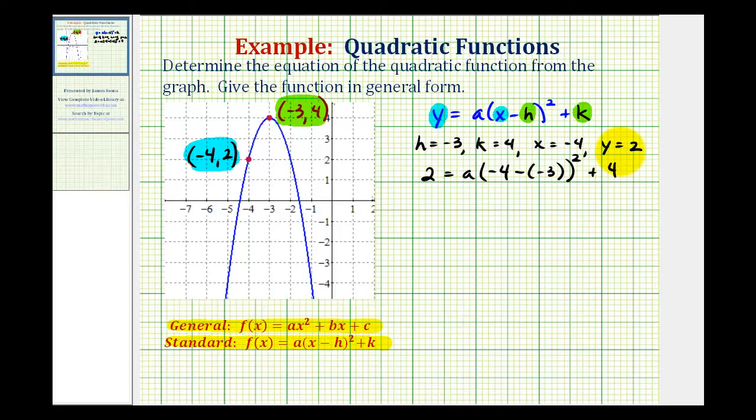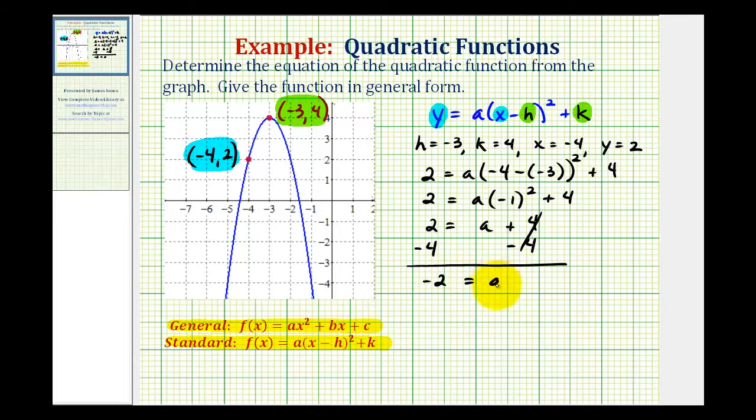So now let's go ahead and simplify this. We'll have 2 equals a times, this is going to be -4 plus 3, or -1 squared plus 4. So we'll have 2 equals, -1 squared is just 1, so 1 times a is a plus 4. We subtract 4 on both sides of the equation. This is 0, so we have -2 equals a.